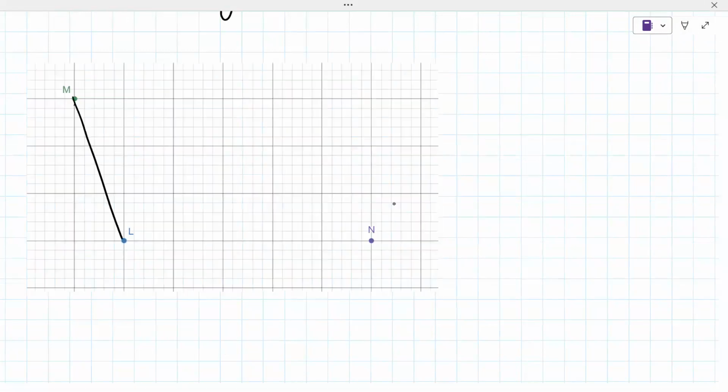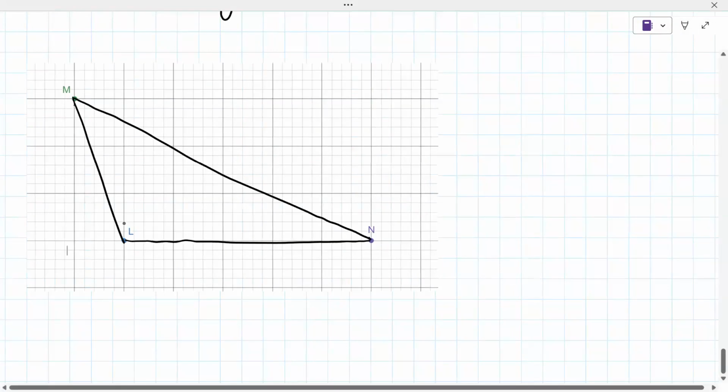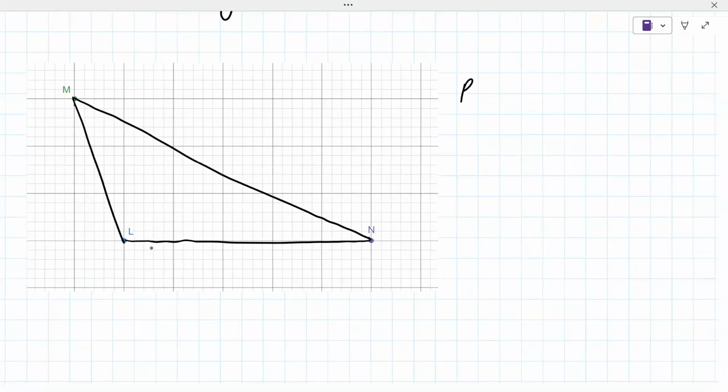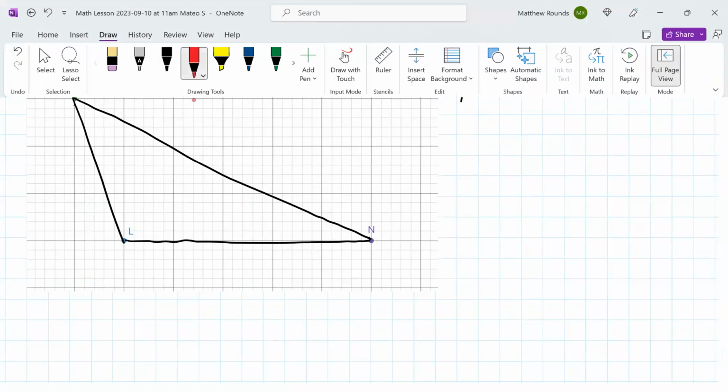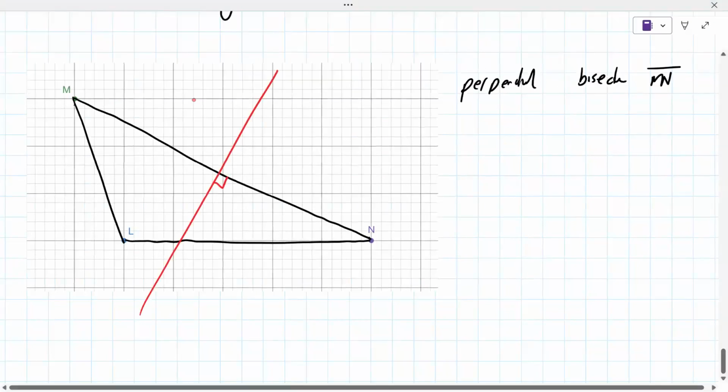Right, so M, L, and this is an obtuse triangle. It's gonna have an angle greater than 90 degrees. We want to find the perpendicular bisector of MN. So you go to MN, and there's something that cuts it in half and meets at 90 degrees, something like that. It's good to draw a rough sketch of it. It doesn't go through L. It could go through L, but it doesn't in this case, and it meets at 90 degrees here.